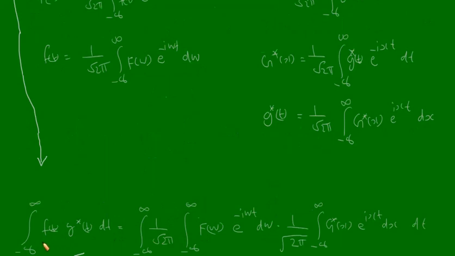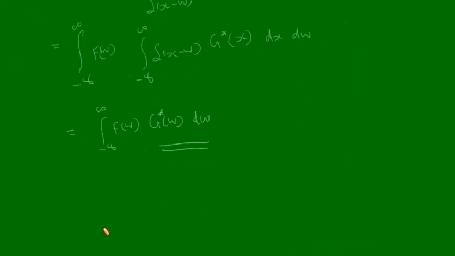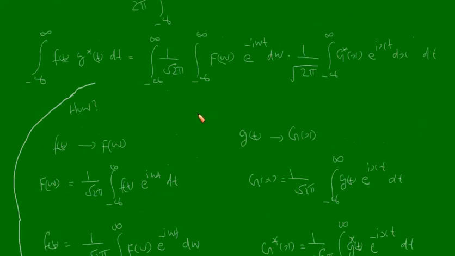We started from integral from minus infinity to infinity f of t g star t dt, and we proved that it is equivalent to integral from minus infinity to infinity f of omega g star omega d omega, and that is our Parseval's relation.